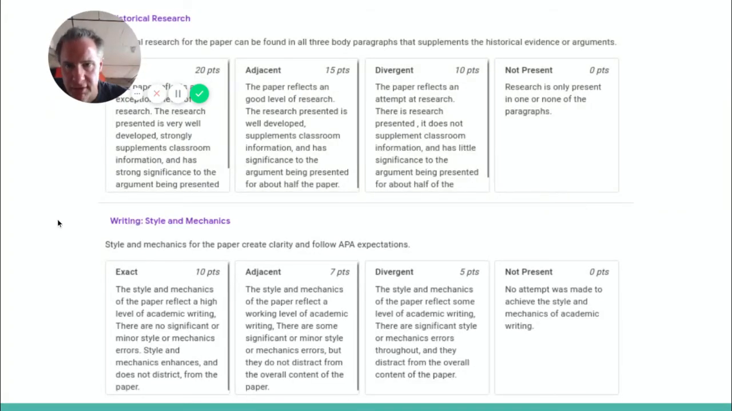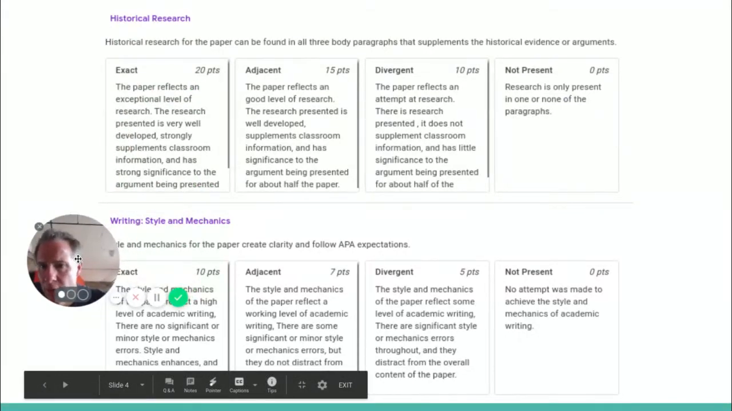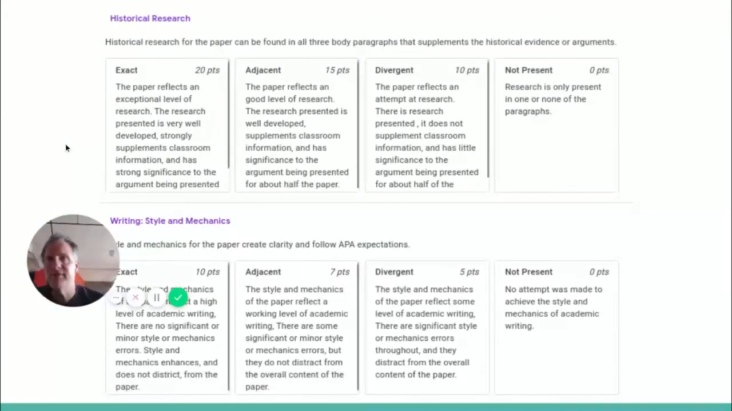Next up is your research. Your outside research is worth 20 points. The more you have, the higher you're going to go on the scale. And by more, that doesn't mean by volume. That means there are 6 opportunities. If you take all 6 opportunities and you have information that supplements in-class learning, and it's factually correct information from credible sources, you land here. If you don't have it for all 6 points, let's say you have it for 3 or 4, you fall into adjacent. If you only have it for 1 or 2, you fall into divergent. And if you don't have any, then it's a 0.